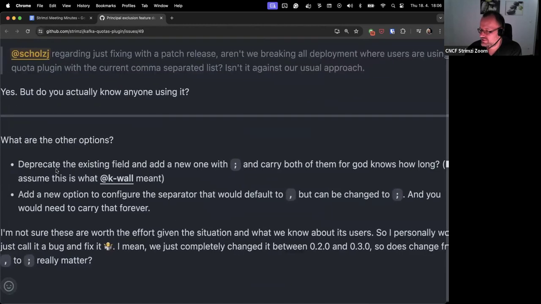One is to just treat it as a bug and change it, without deprecating and adding new options, just change the existing option. The other one, somewhere in between, would be to add a new option to configure the separator, which might default to the original separator, and that way keep things backwards compatible. But it can be changed to semicolon or whatever else to configure what the user wants to use. And I guess we have to decide how we are going to handle this, because that's blocking integration of the quota plugin into the Strimzi operators and so on.